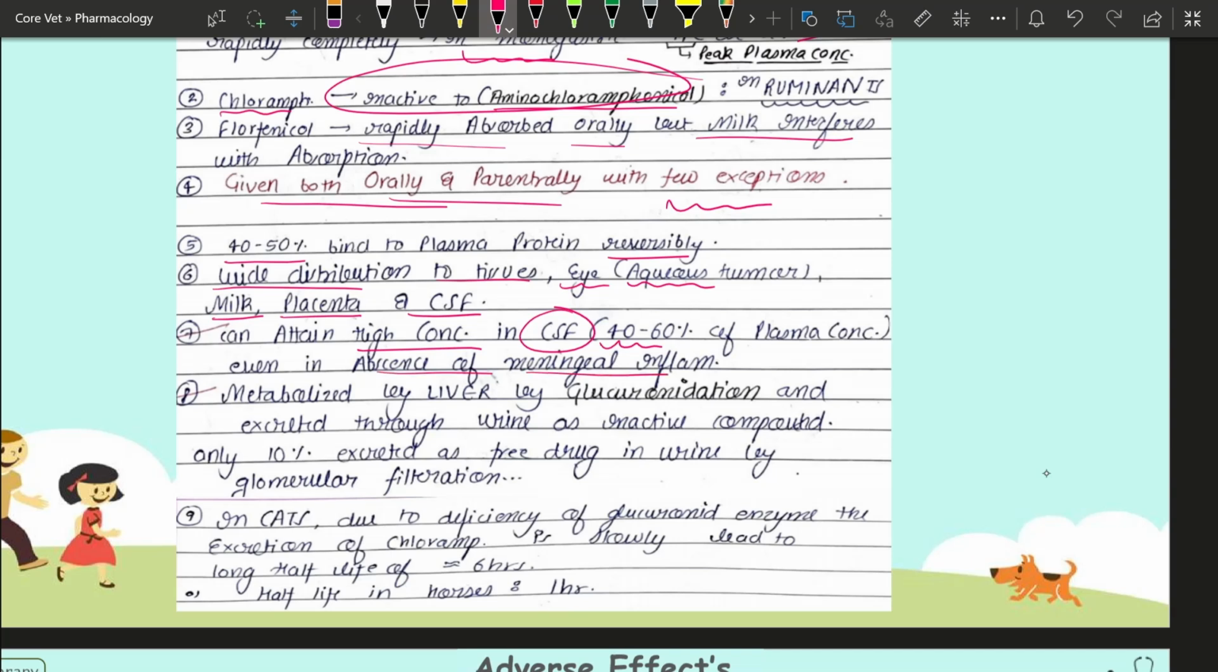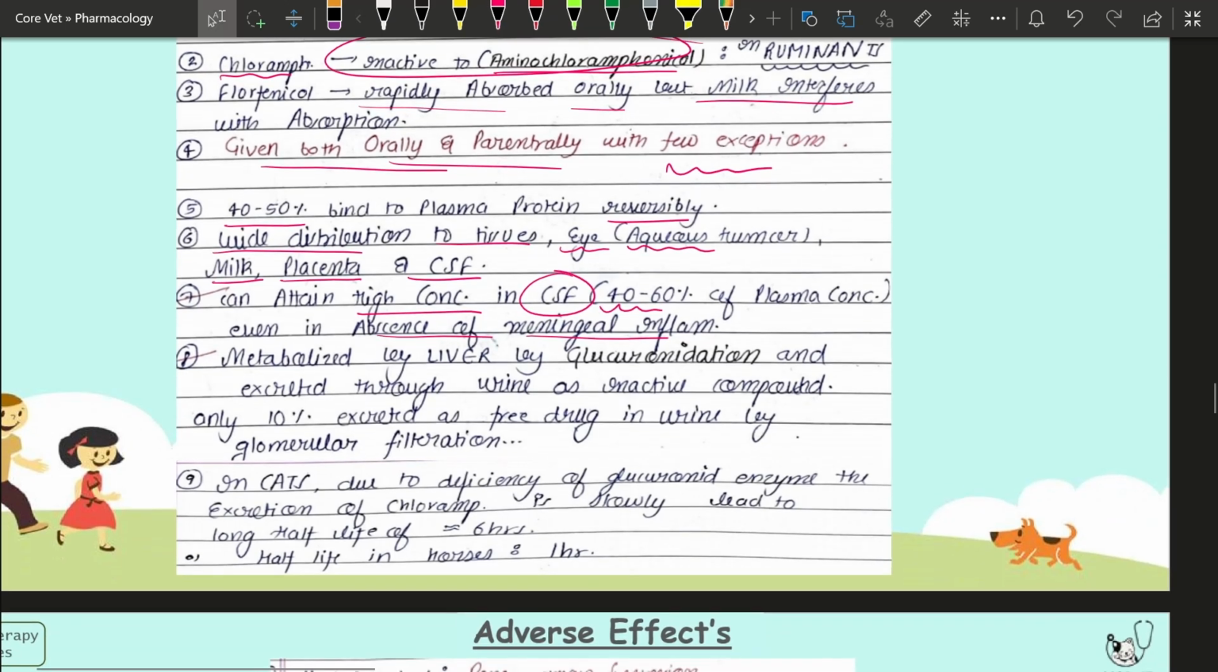the meningeal inflammation. Generally, we had discussed with penicillin that penicillin can cross the blood-brain barrier only in the condition when there is meningitis, right? But in the case of chloramphenicol, it can cross the blood-brain barrier, and meningeal inflammation is not responsible for that particular crossing of chloramphenicol, right?